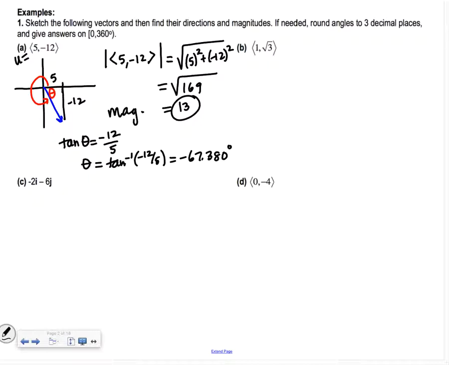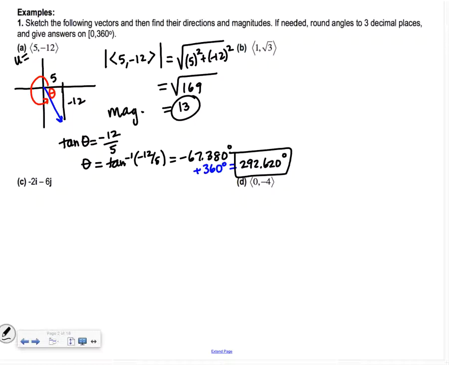All right, I see. So the question is, how do I figure out what that is on 0 to 360? What do you think? Don't tell me to use a circle. No, it's not the unit circle. We just add 360 degrees. It's just finding that coterminal angle. So if I add 360, you end up getting 292.620 degrees. That is the direction.